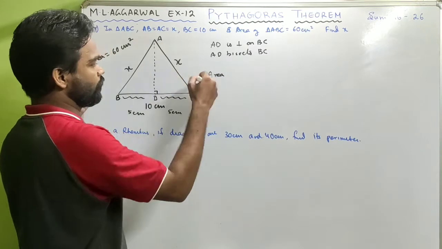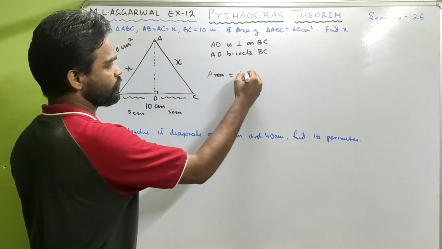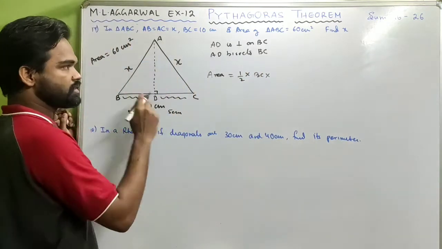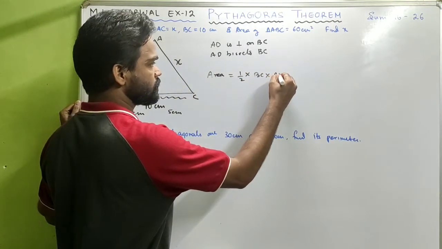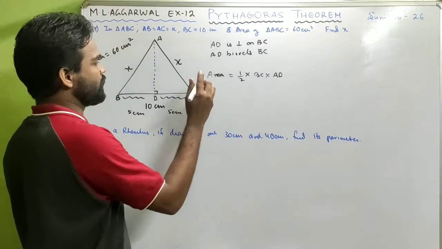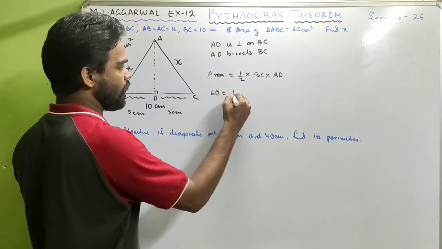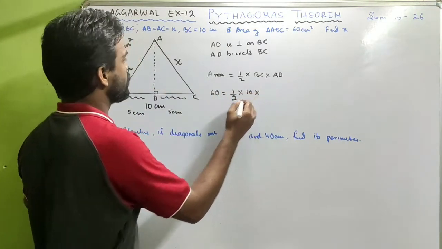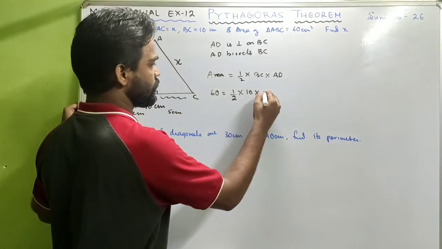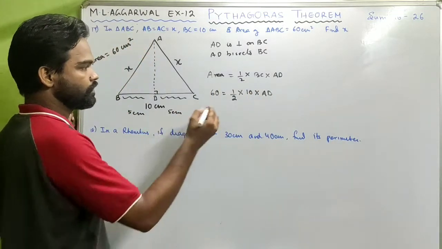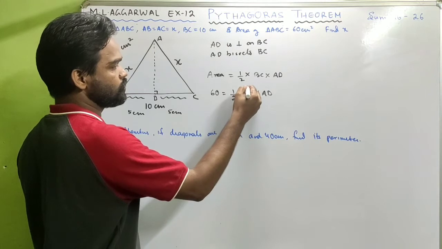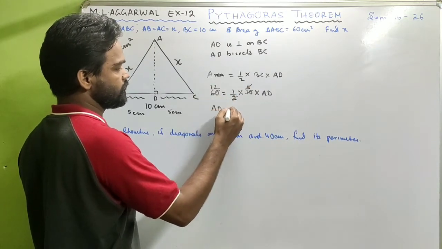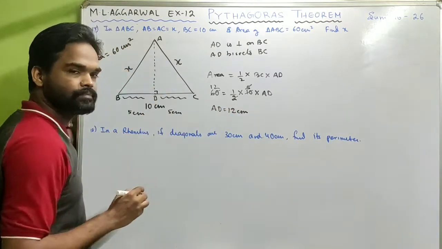Now look, area of this triangle, can I write half into base into altitude, which is AD. We can write like this, which means area is 60, half, BC is 10, AD we don't have any idea. So this is 2, 1 times 2, 5 times 5, 12 times, which means AD is 12 centimeter.